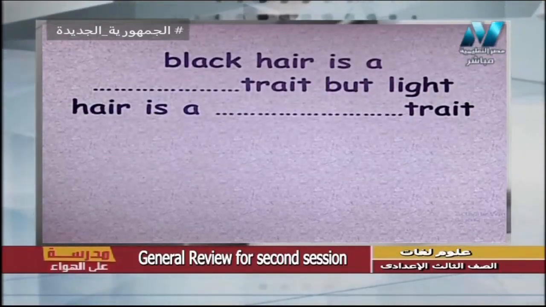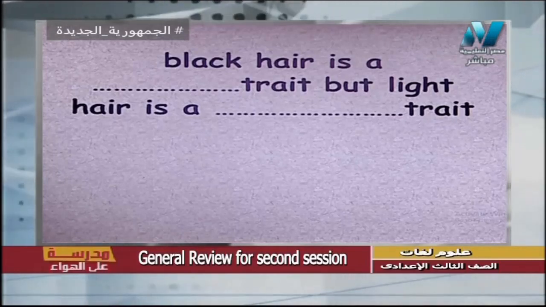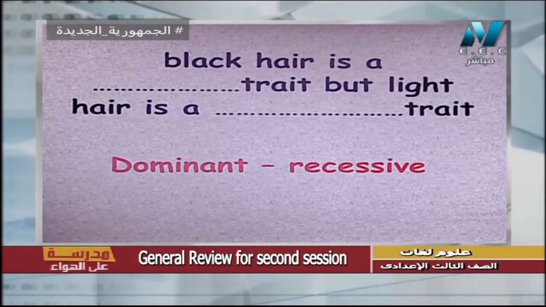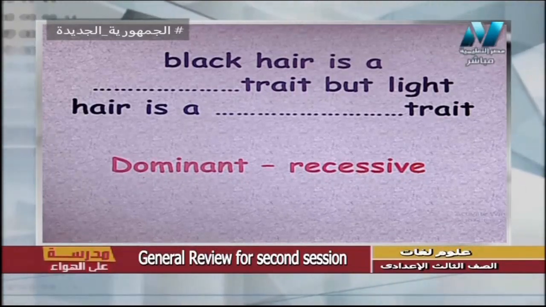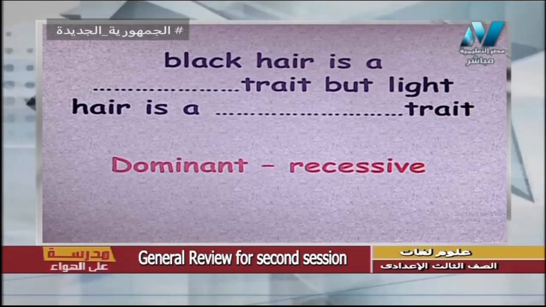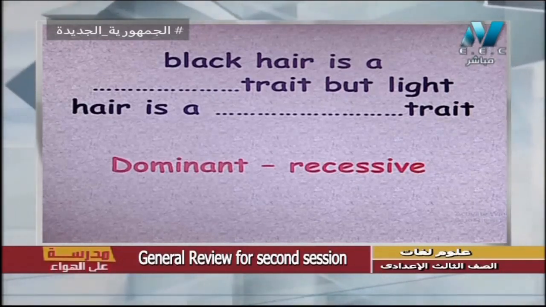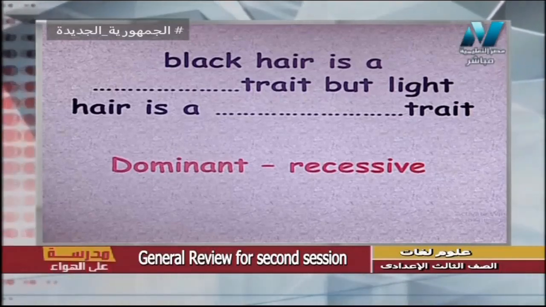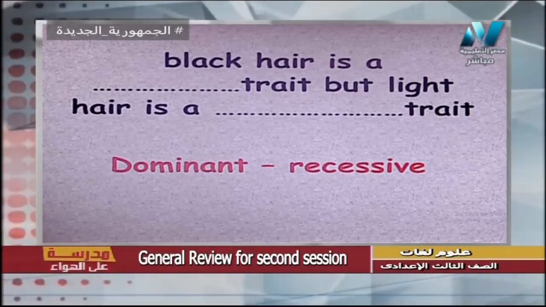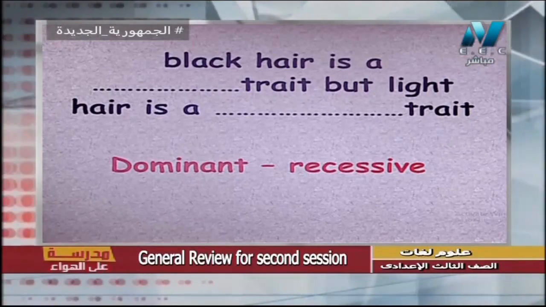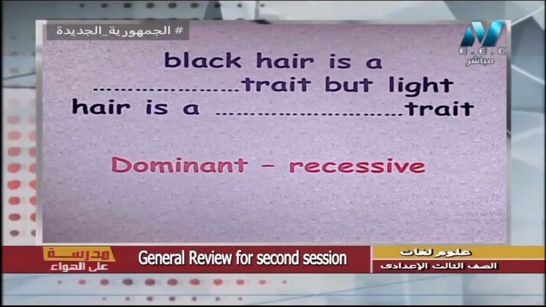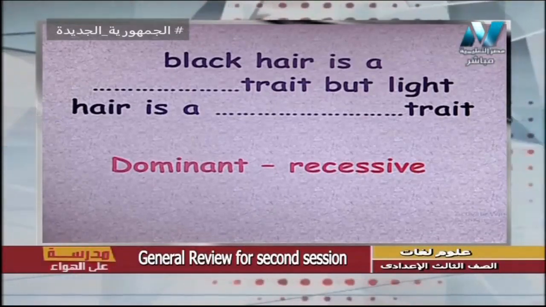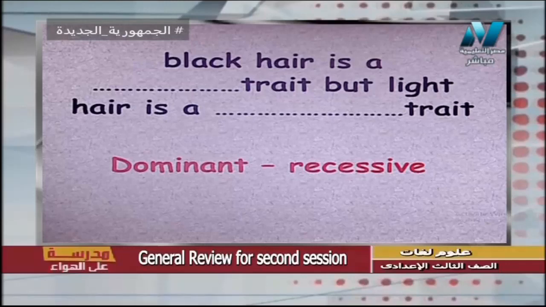Black hair is a point trait, but light hair is a point trait. Black hair is a dominant trait. البلاك hair دايما بيكون صفة dominant، صفة سائدة أو شائعة بين البشر، لكن الشعر الفاتح الأصفر بيكون صفة recessive، يعني صفة متنحية، مش منتشرة كتير بين البشر. Black hair is a dominant trait, but light hair is a recessive trait.